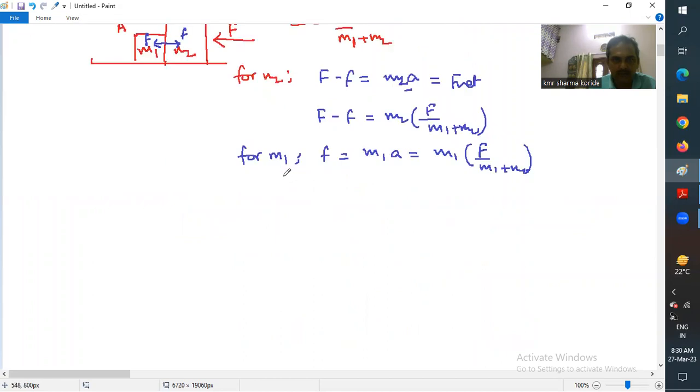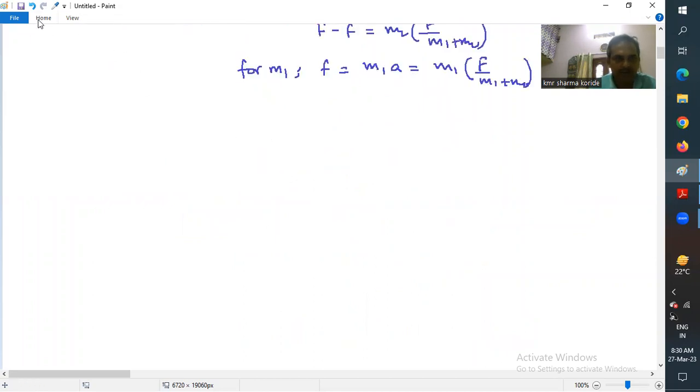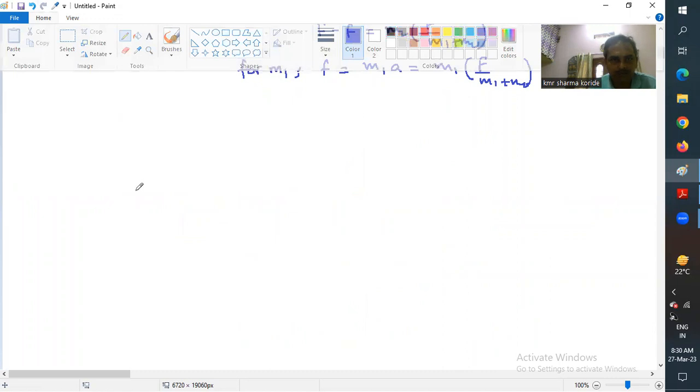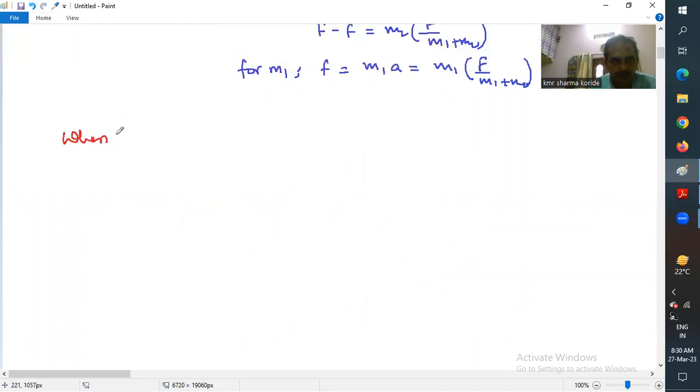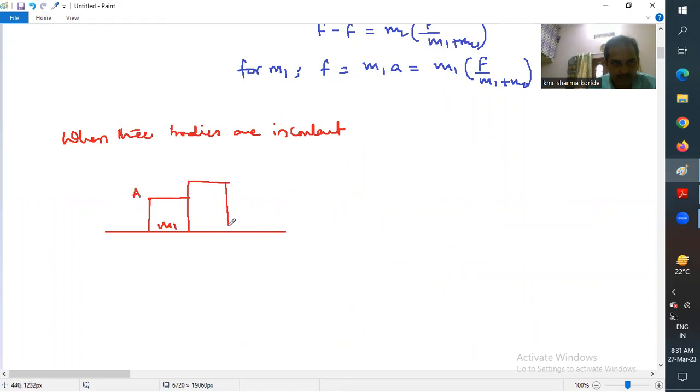Let us also discuss how the situation is when three bodies are in contact. So once again, this is the horizontal surface. This is a body of mass m1, call this body A. This is of mass m2, body B. And there is another body of mass m3, body C. Suppose a force is applied on body A.